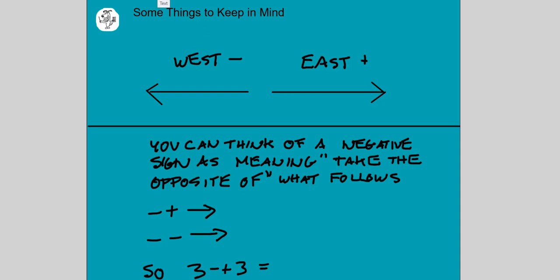Okay, next, some things to keep in mind. When we're moving to the left or west, that is going to be a negative movement. When we go to the right or east, that's going to be a positive movement. Left or west, negative. Right or east, positive.